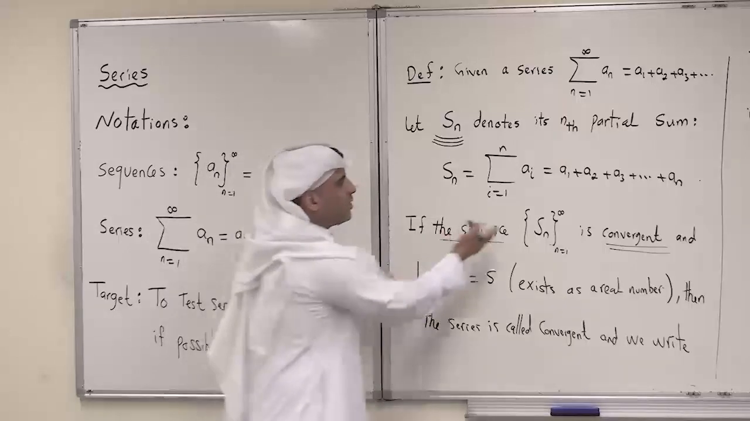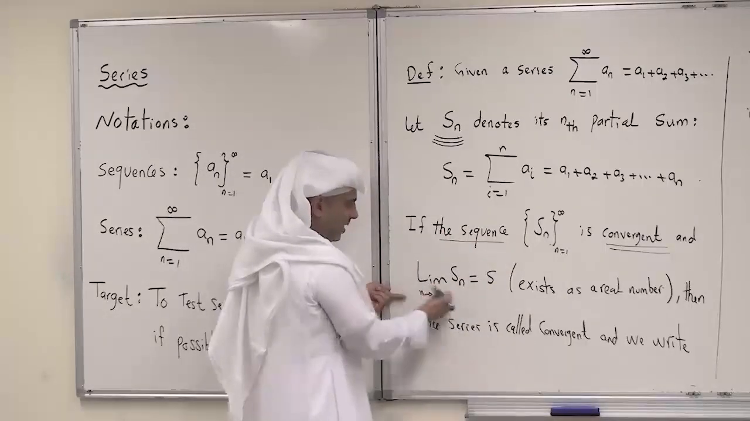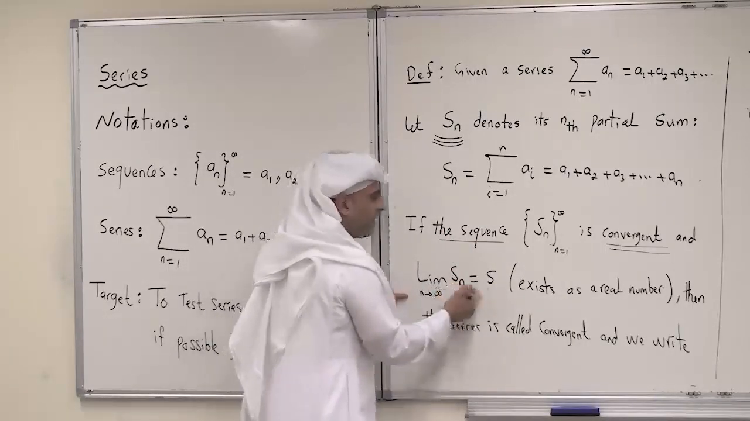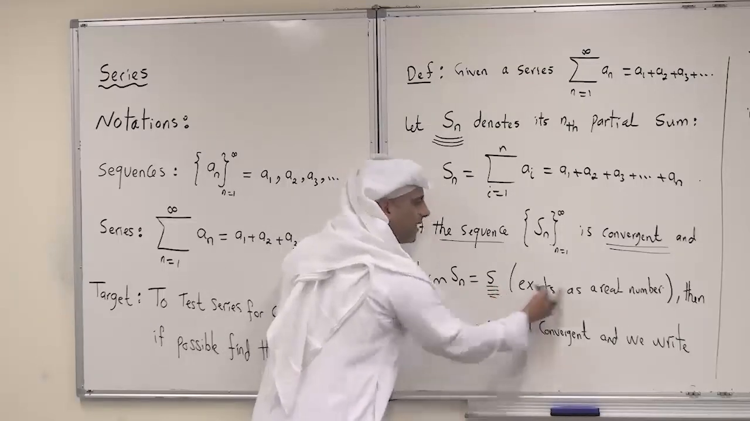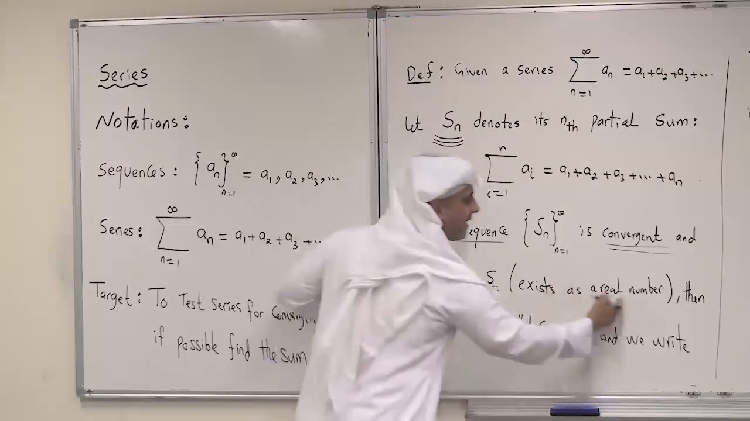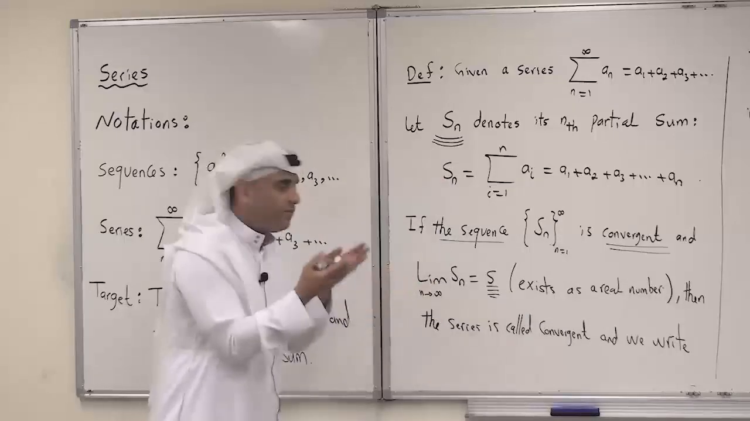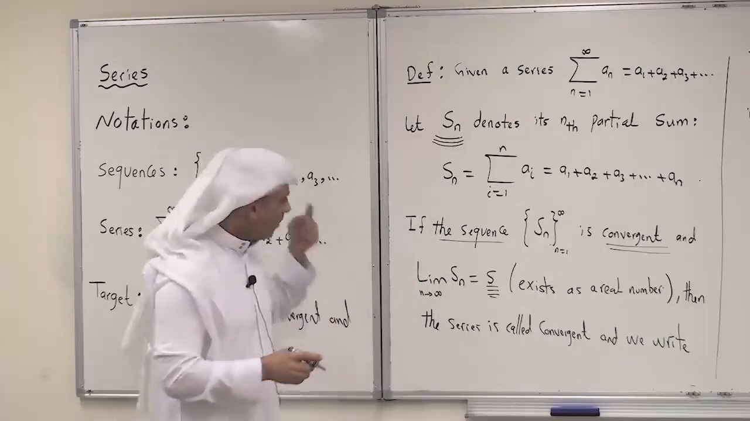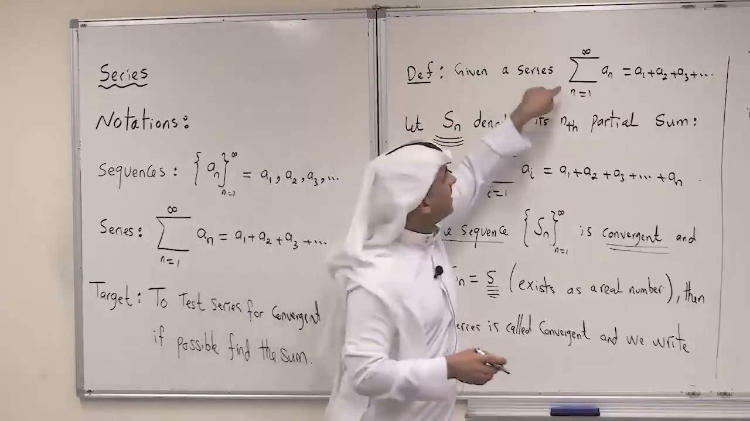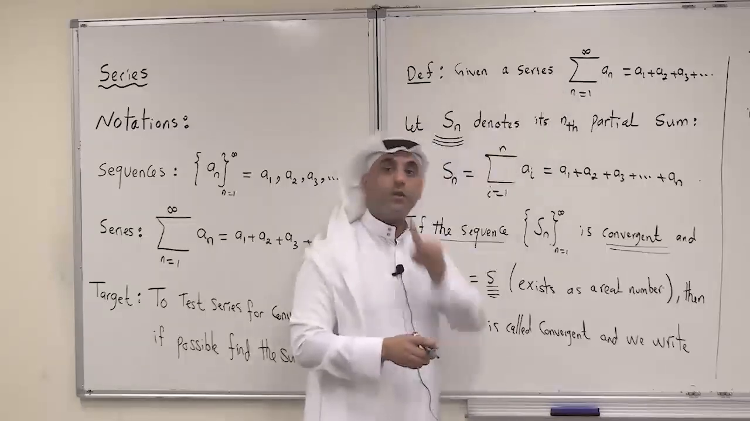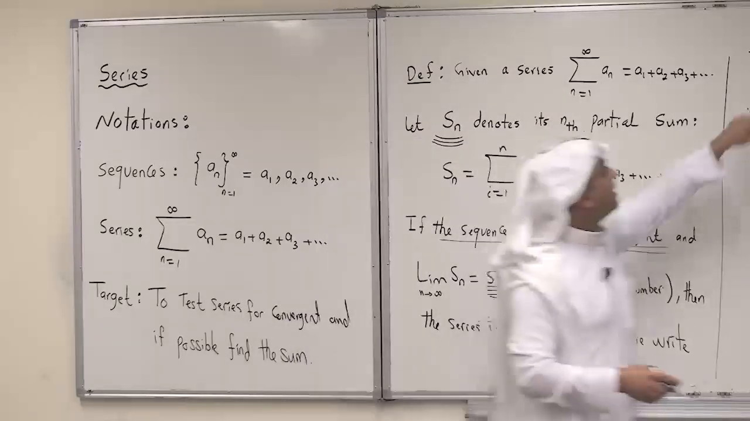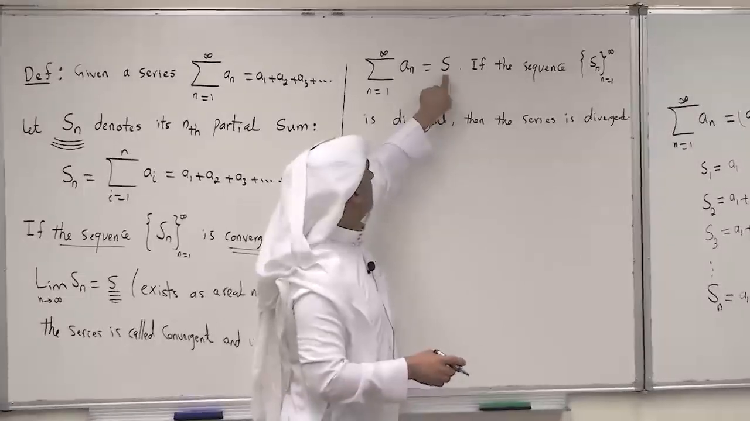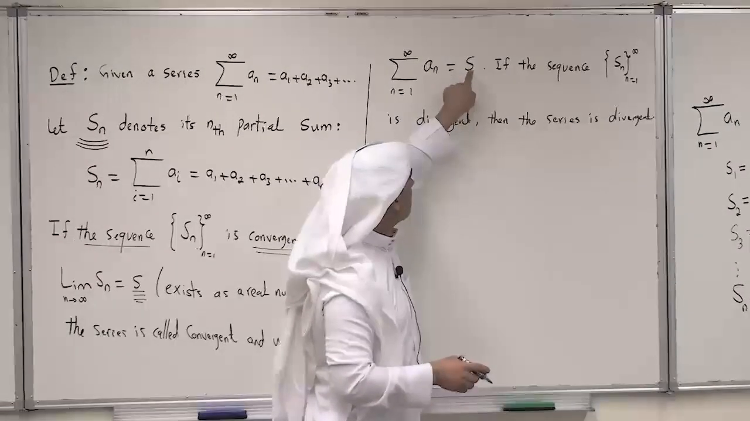And if we say it is convergent, it means the limit as n goes to infinity of Sn is equal to a real number. A finite real number exists as a real number. That's what it means, convergent sequence. Then we will say that this series itself is convergent. Not only convergent, it's convergent with the sum equal to S. The total sum will be exactly equal to S.